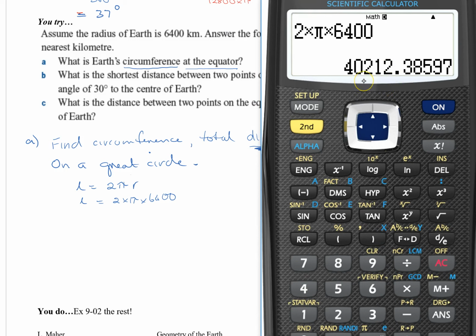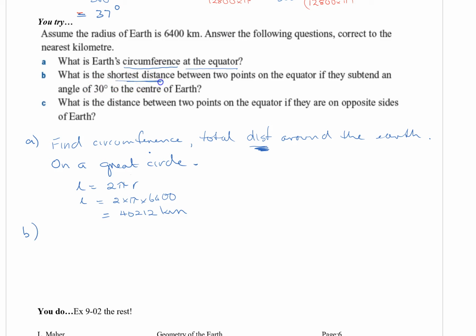B. What is the shortest distance? So we're back to distance. Shortest distance between 2 points on the equator, a great circle, radius 6,400. So find distance on the equator, which is a great circle, which means r is equal to 6,400, they've told us. If they subtend an angle of 30 degrees, theta is 30 degrees.